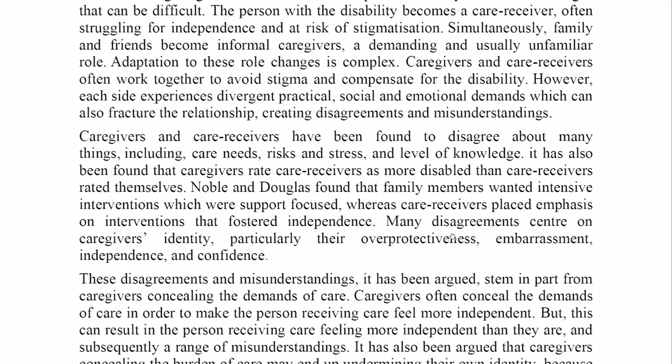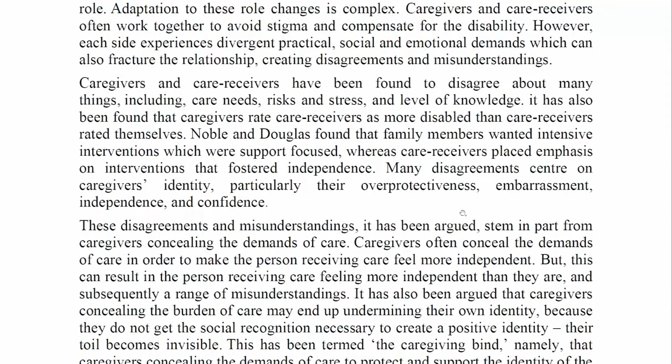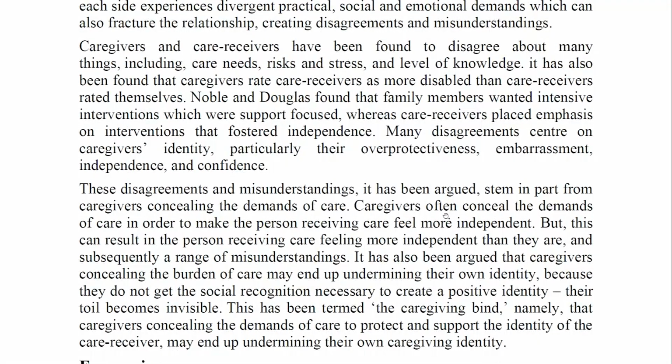Caregivers and care receivers often work together to avoid stigma and compensate for the disability. However, each side experiences divergent practical, social and emotional demands, which can also fracture the relationships, creating disagreements and misunderstandings. Caregivers and care receivers have been found to disagree about many things, including care needs, risks and stress and level of knowledge. It has also been found that caregivers rate care receivers as more disabled than care receivers rated themselves.